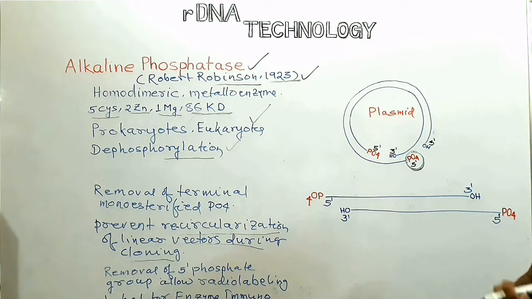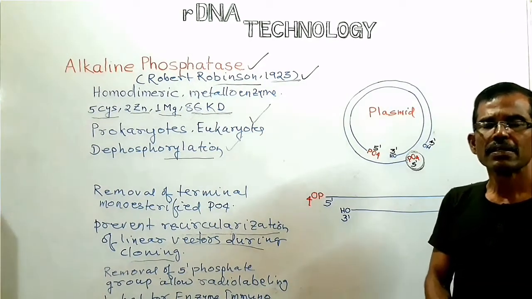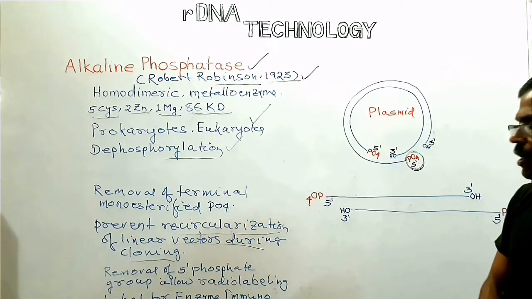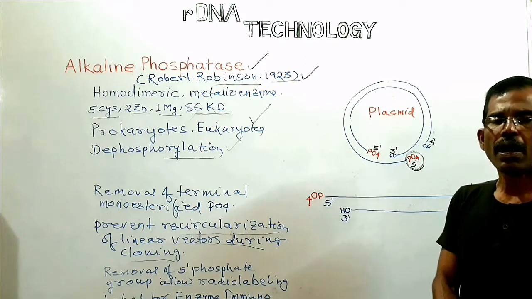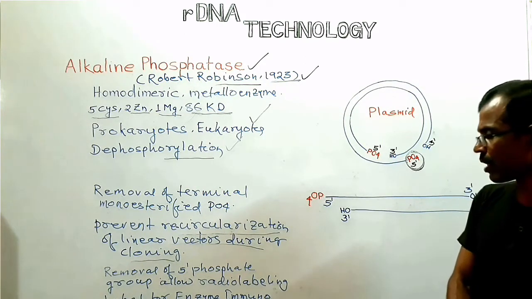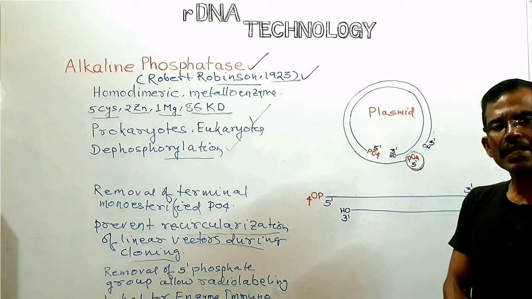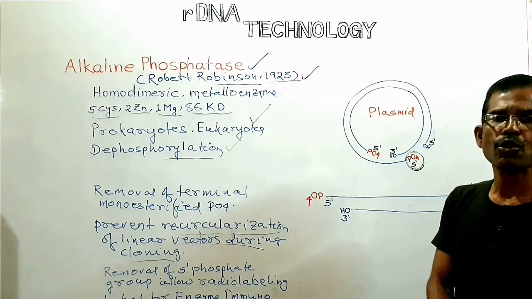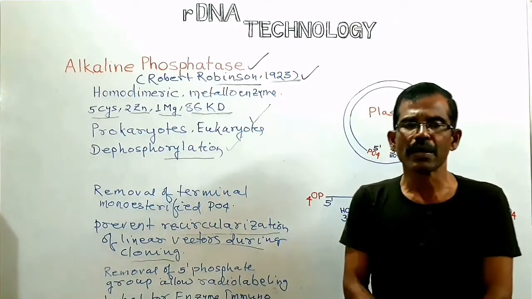So, by removing the terminal phosphate group from the 5' end, alkaline phosphatase prevents the recircularization of linear vectors during cloning. By removing the terminal phosphate group, alkaline phosphatase also allows for radiolabeling. This enzyme can also be used as a label for enzyme immunoassay. Friends, this is about alkaline phosphatase.